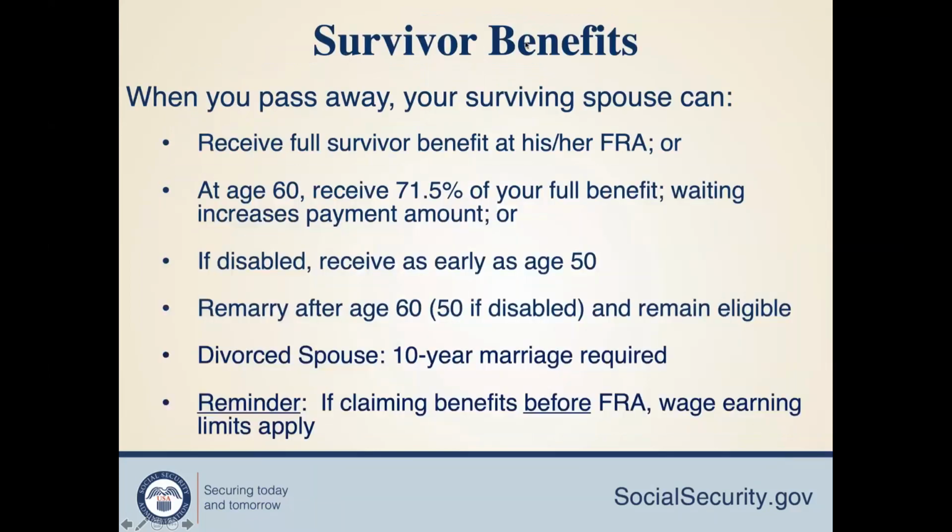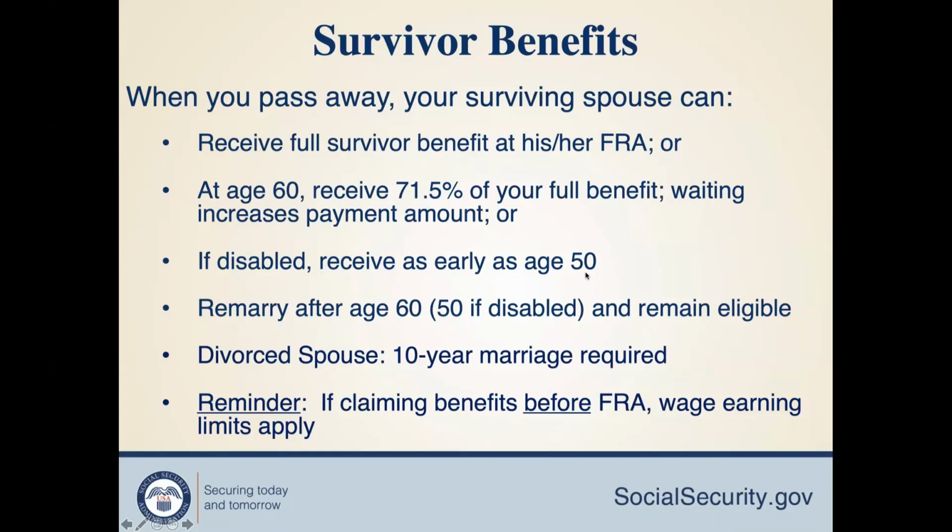Okay, this is where Srini got confused, right? Survivor benefit. When you pass away, your surviving spouse can receive your full benefit at FRA, right? So she has to reach her own FRA, right? So if you pass away, then as long as your wife is at FRA, she can claim the full thing. If she is younger, at age 60, she can receive 71% of the full benefit, right?